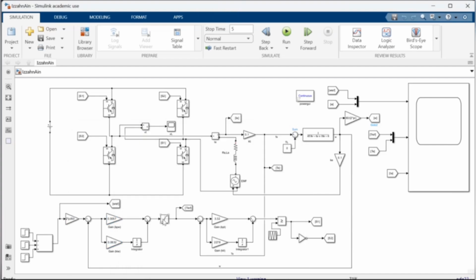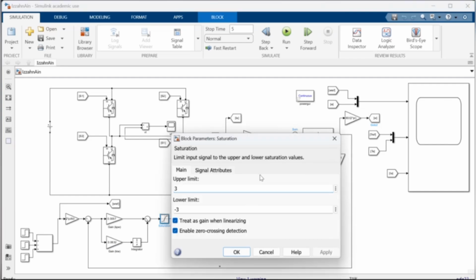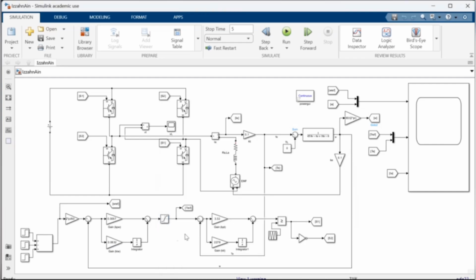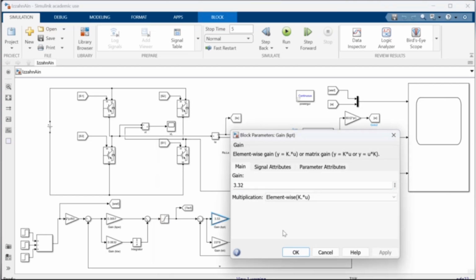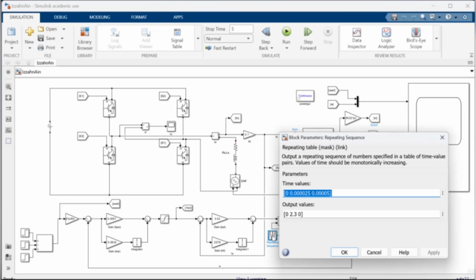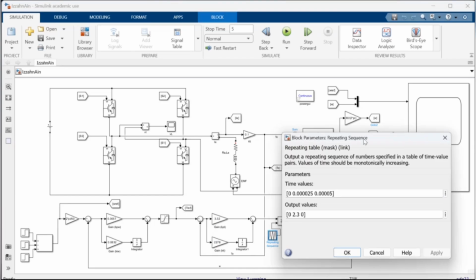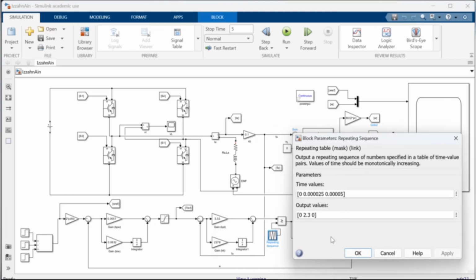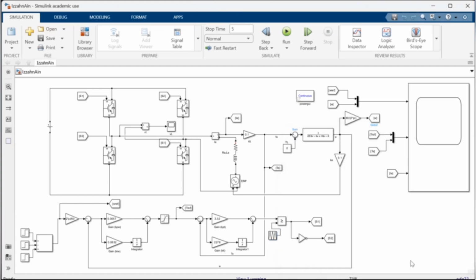The saturation upper limit and lower limit are set to 3 and -3 to ensure that the controller output stays within the defined range. These are the proportional gain and integral gain for the torque control loop. The repeating sequence value is 1/20 kHz, where the 20 kHz is the switching frequency of the system. It is set based on a triangular waveform which is 2.529 volt because it provides a linear and predictable modulation pattern for pulse width modulation.